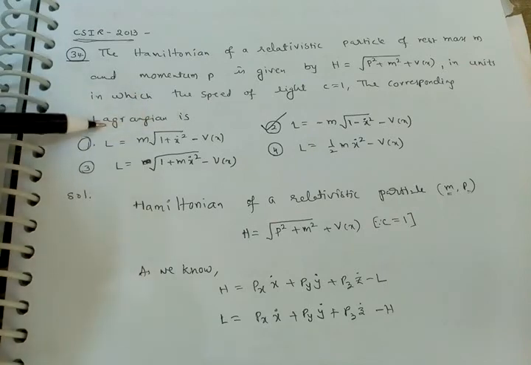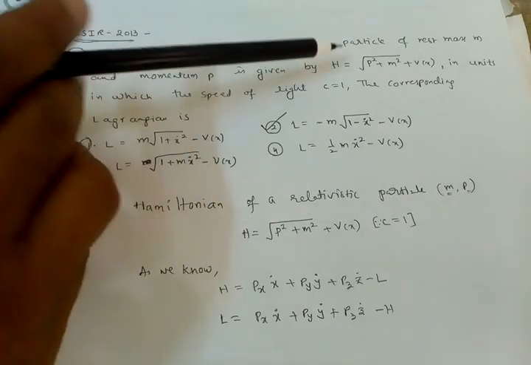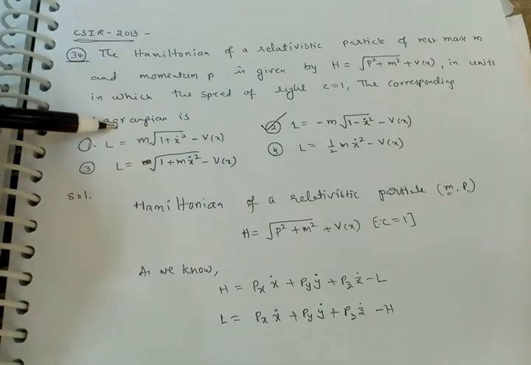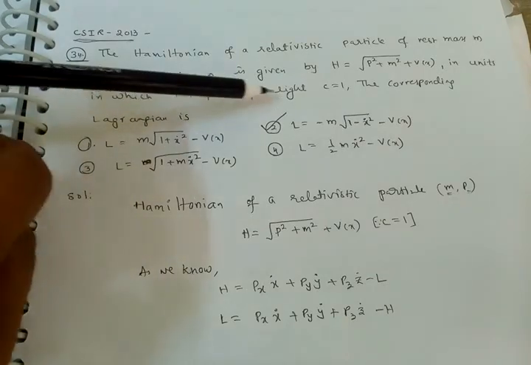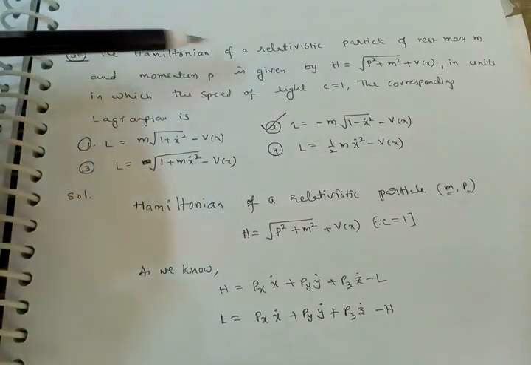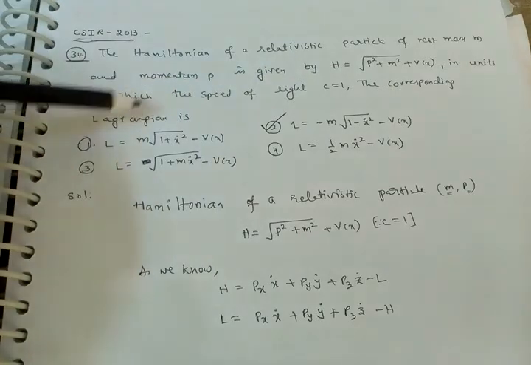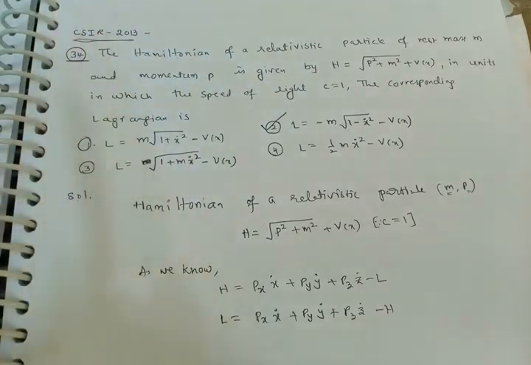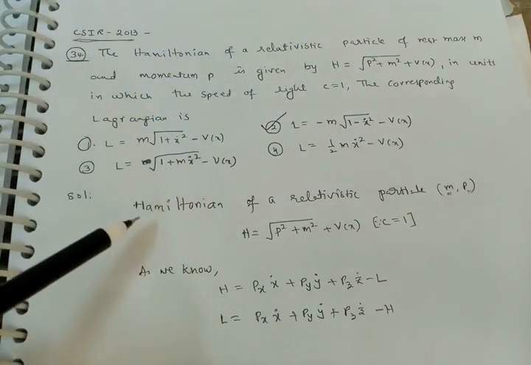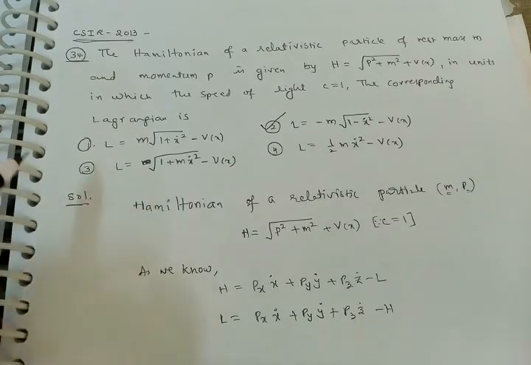So what do we have to find? The Lagrangian. We have the Hamiltonian, and we have to find the Lagrangian, in units where the speed of light is equal to 1. In that condition, we have to find the Lagrangian for that Hamiltonian. We have four options here, so we are moving to the solution.